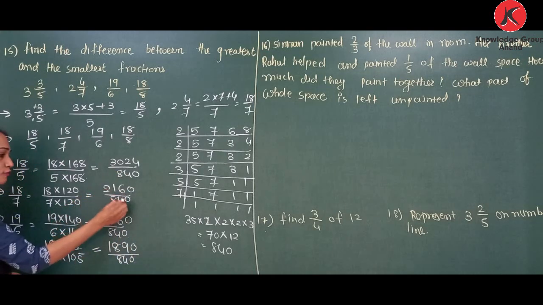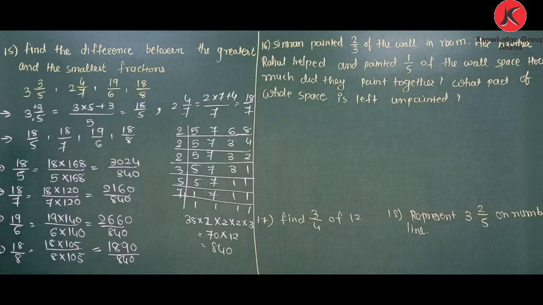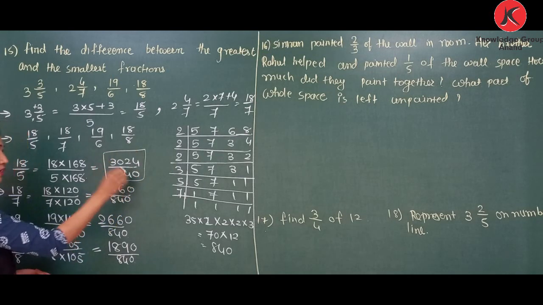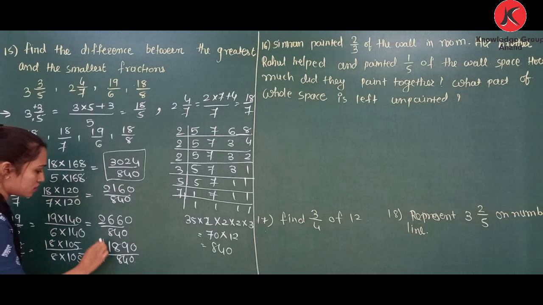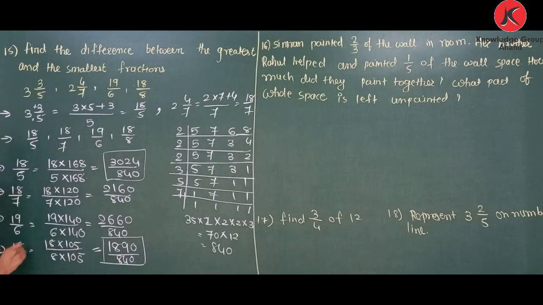Now all the fractions are with denominator 840. So compare the numerator. Which one is the largest? This is the largest one. And which is the smallest? This is the smallest one. So 18 by 5 and 18 by 8 are the two fractions, the largest and the smallest. So we can write largest 18 by 5 and smallest 18 by 8.